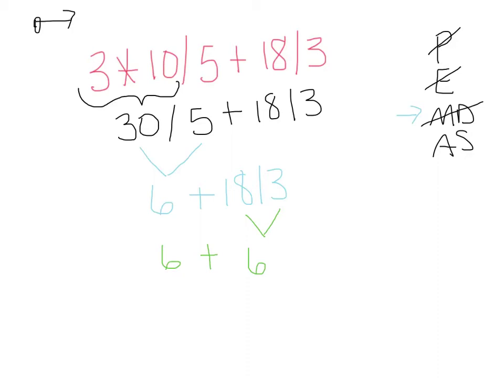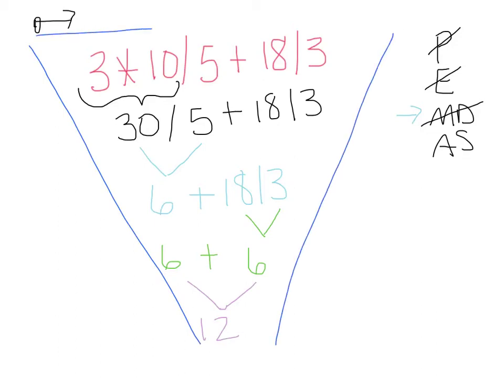Now, do I have any addition and subtraction to do? Yep, I have 6 plus 6, which is 12. So do you see as we're working down in this problem how it's getting smaller and smaller? It's kind of like a triangle. And that's a good way to know that you're doing the right step. So every line should get a little bit smaller than the line before it.